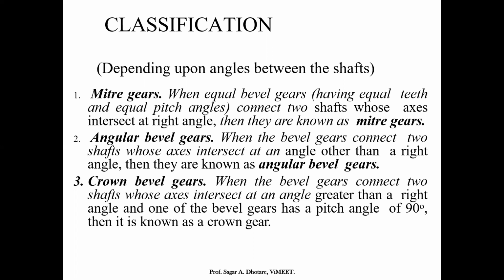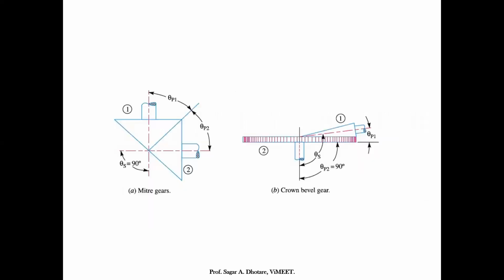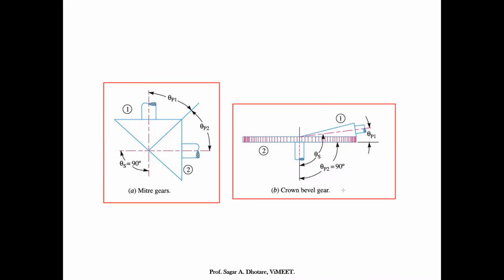If the bevel gears connect two shafts whose axes intersect at an angle other than the right angle, it is known as an angular gear. When the bevel gear is connected with the shaft and the angle is greater than 90 degrees, then it is called a crown gear. You can look at here. Figure A shows the exact 90-degree intersecting angle, and this is a simple example of a crown gear, where the angle between the two connections is greater than 90 degrees.